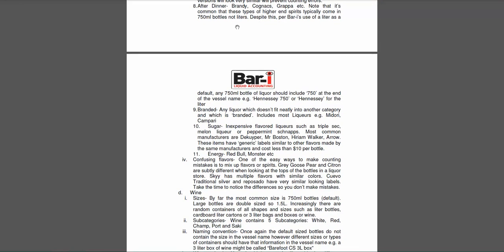Next category we have is after dinner. We're not always the tightest here, but anything which is predominantly drunk after dinner, such as brandies, cognac, grappas, will be in this category. Most of these things are higher end, so come in 750s, but because the default size for the liquor category is litre, these will always ideally have the word 750 after them. Hennessy is an example that does come in litres and 750s, so you'll have Hennessy 750 for the 750 version or Hennessy for the litre version.